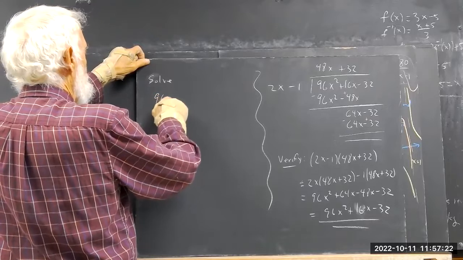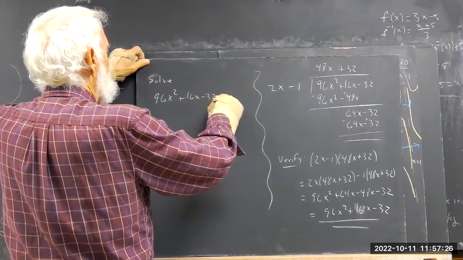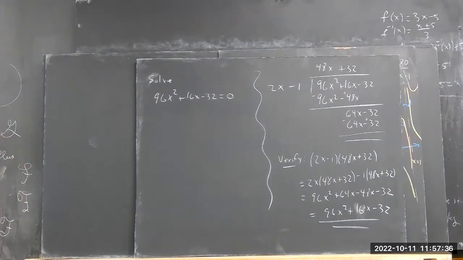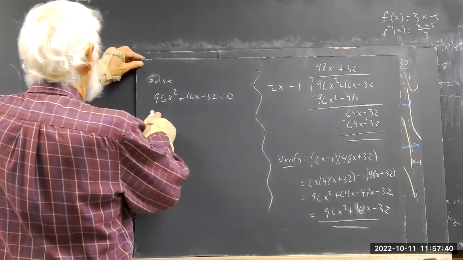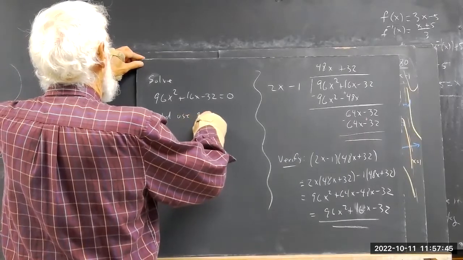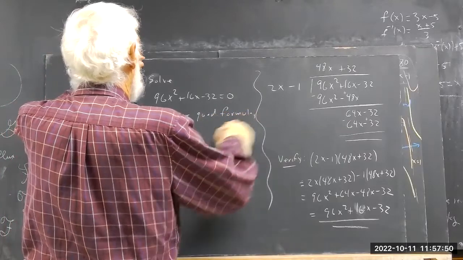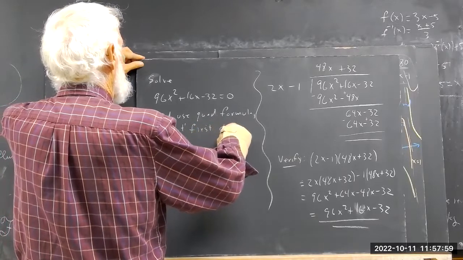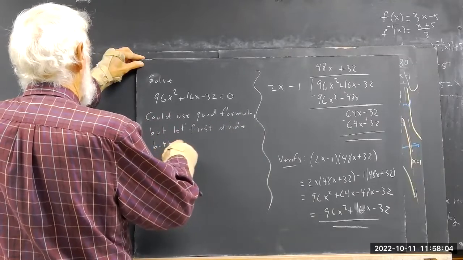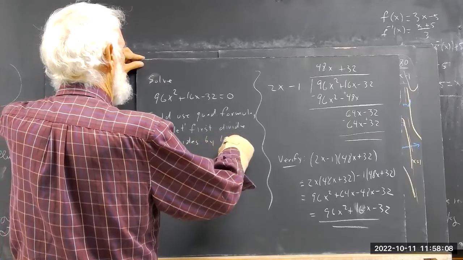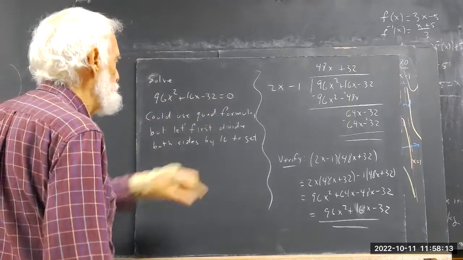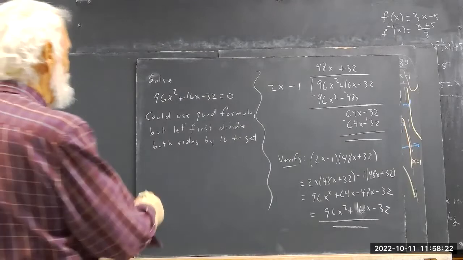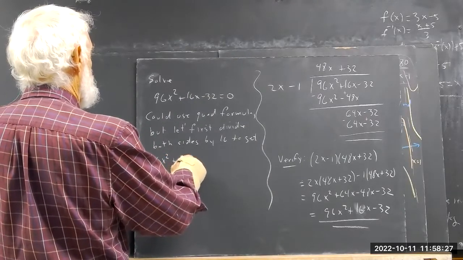We solve the equation 96x squared plus 16x minus 32 equals 0. Well, we could plug into the quadratic formula. But we're going to first divide both sides by 16 because that's going to make the numbers less. And the solutions are going to be the same. If this equals 0, then 1/16 of this equals 0. And 1/16 of this is 6x squared plus x minus 2.